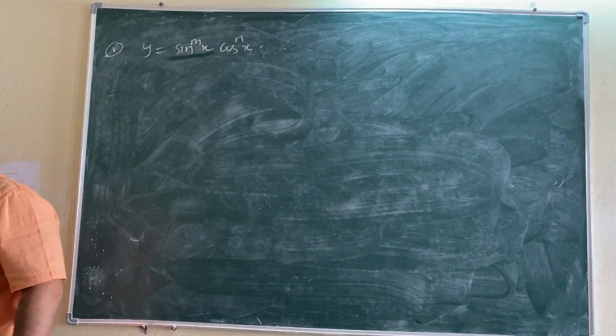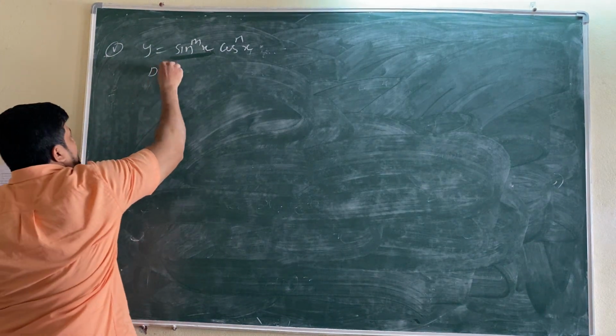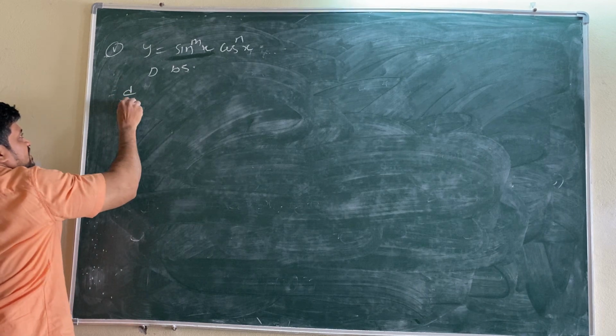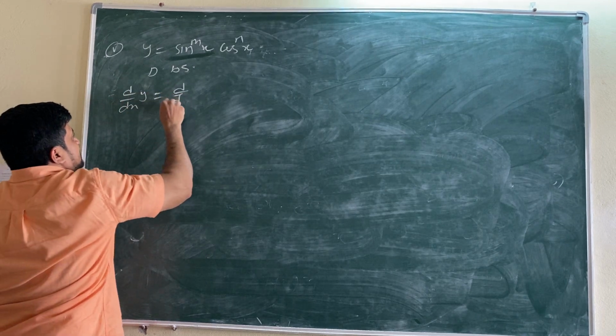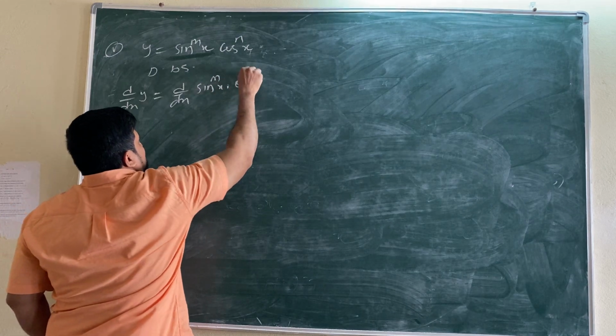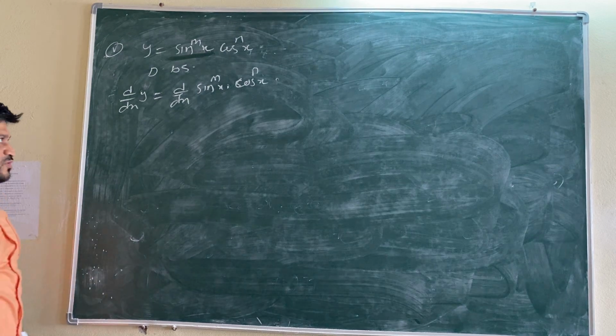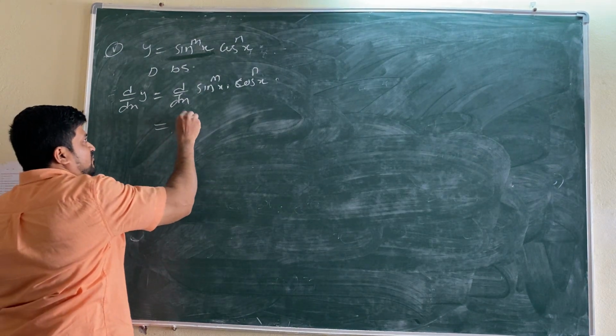Sin power mx and cos power mx. So what we do is differentiate both sides: d by dx of the first one, d by dx of the second one. Powers are there, so you should write in power form only. Now which form? UV form. First distribute that in UV form.